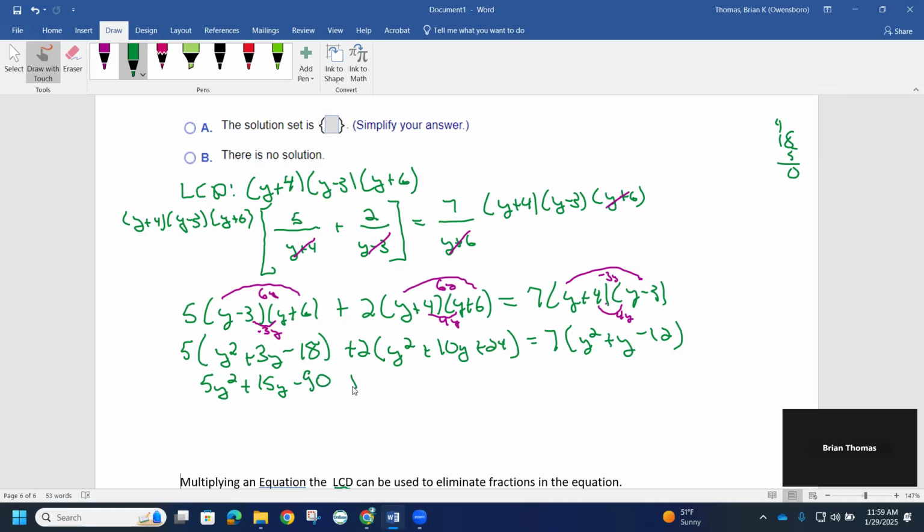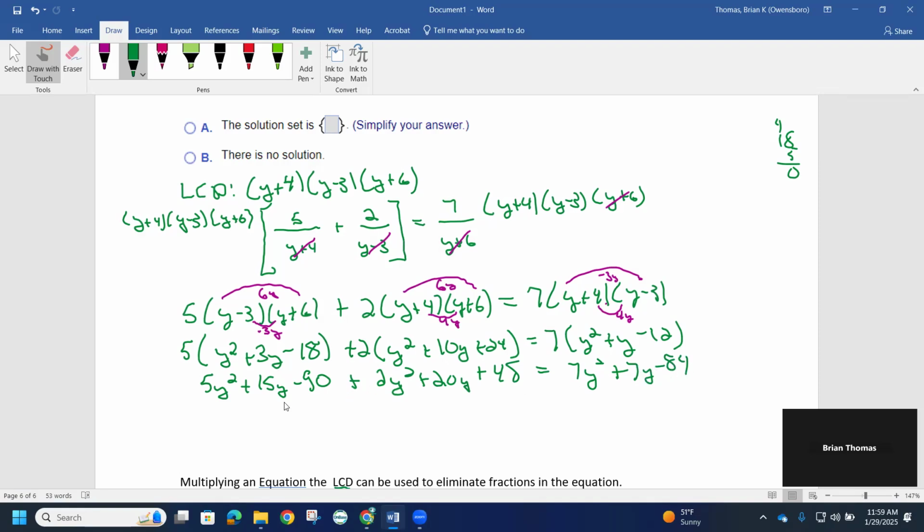And then we're going to multiply this 2 through. 2 times y squared would be 2y squared. 2 times 10y is 20y. And 2 times 24 would be 48. And then over here, we're going to have 7y squared plus 7y. But we still got to multiply 7 times -12. I think that's -84.